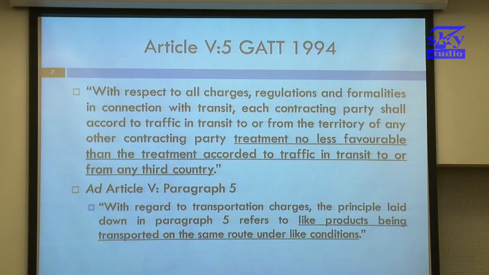Paragraph 5 establishes the most favored nation treatment concerning all checks, regulations, and formalities in connection with transit, specifying that the MFN protection extends to like products being transported on the same route under like conditions in relation to transportation charges. According to the panel, the protection under paragraph 5 broadly extends to all regulations and formalities for all traffic in transit.